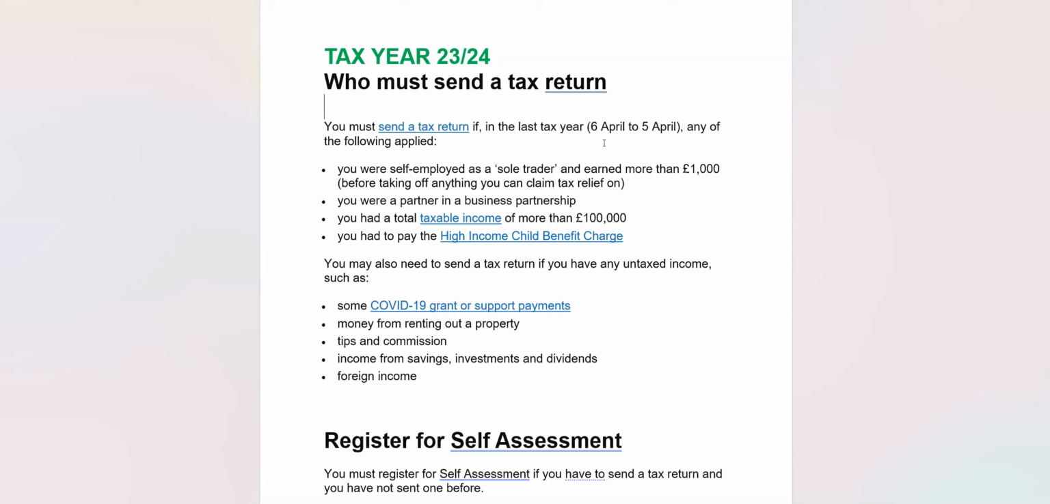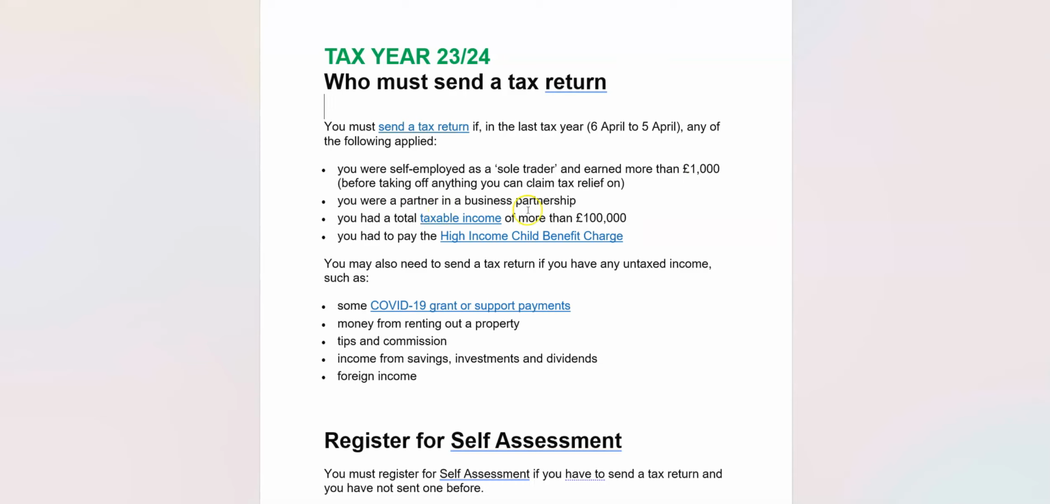Any of the following apply. So if this condition applies to them, they have to submit a tax return. You are self-employed as a sole trader and earn more than £1,000. Now if your income is less than £1,000, you don't have to submit a tax return because this income will be exempted by the allowance. So if it is more than £1,000, you have to tell HMRC how much the income is and where you got this income from.